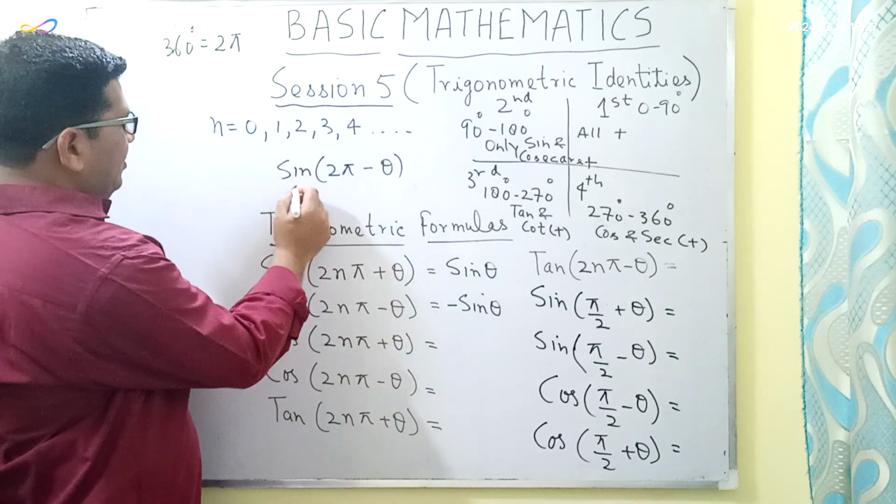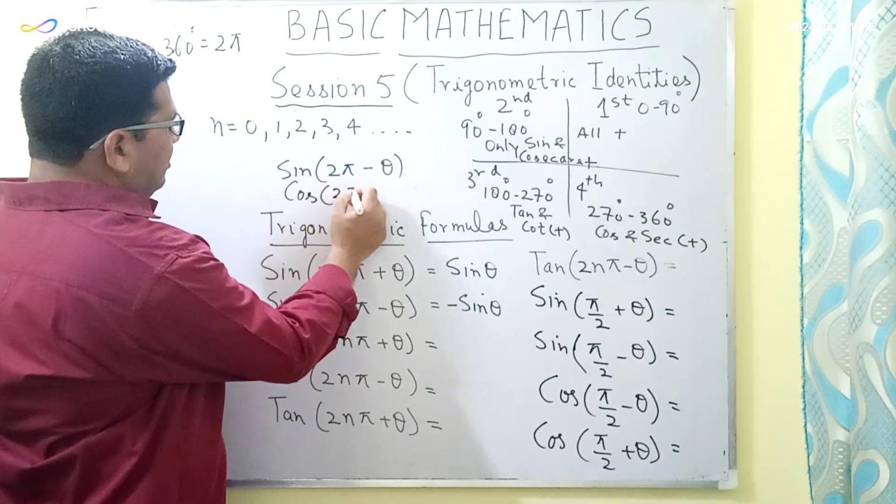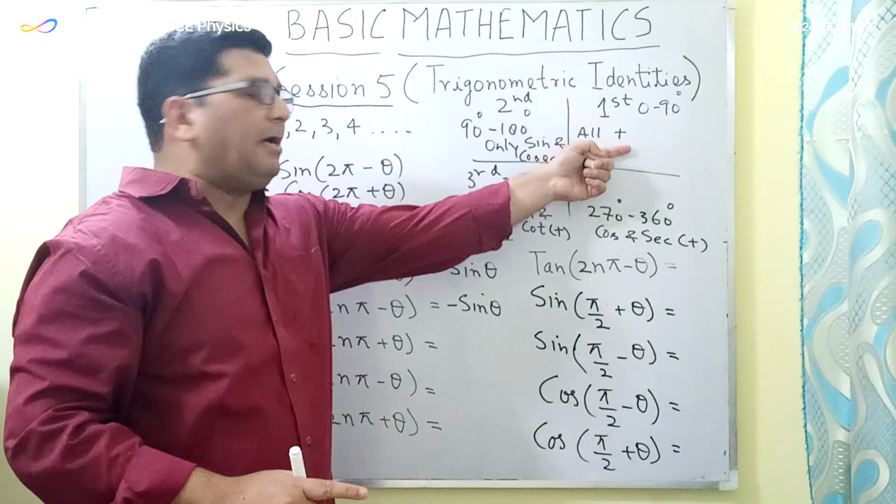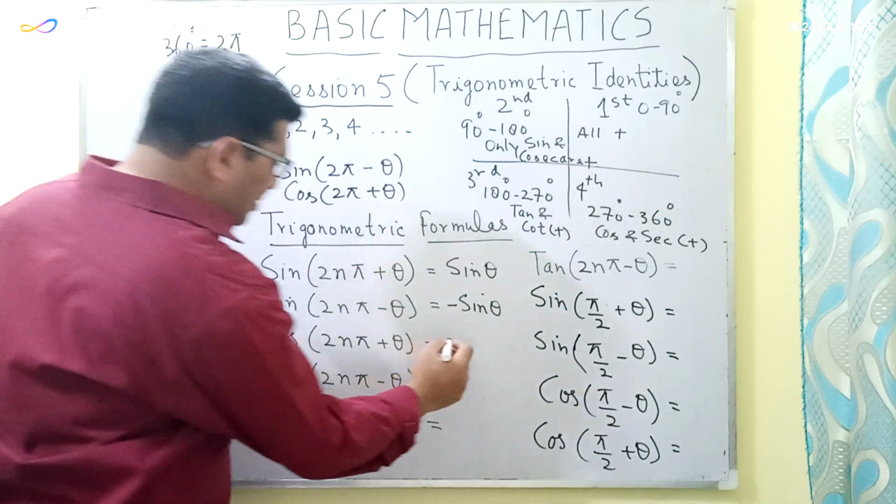So it will become cos 2 pi plus theta. 2 pi is equal to 360, so 360 plus, I will be moving into the first quadrant. This will be equal to cos theta.